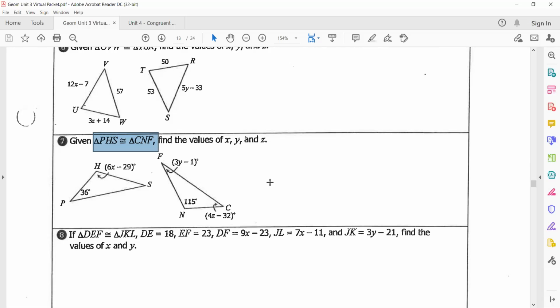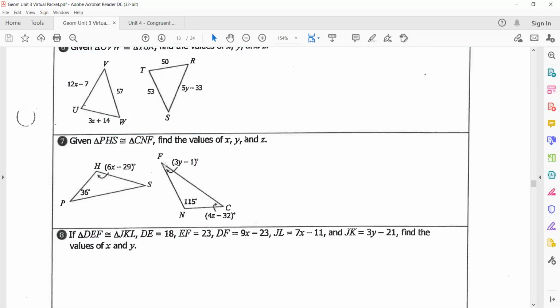That's all. This isn't deep. This is easy, guys. Letter P, first position. Letter C, first position. You have the congruency statement that tells you those two triangles are congruent. The lettering tells you everything you need to know about these triangles. Any congruent triangles, the order is everything. So first position corresponds with first position. P corresponds to C. Second corresponds to second. H corresponds to N. Third corresponds to third. S corresponds to F.